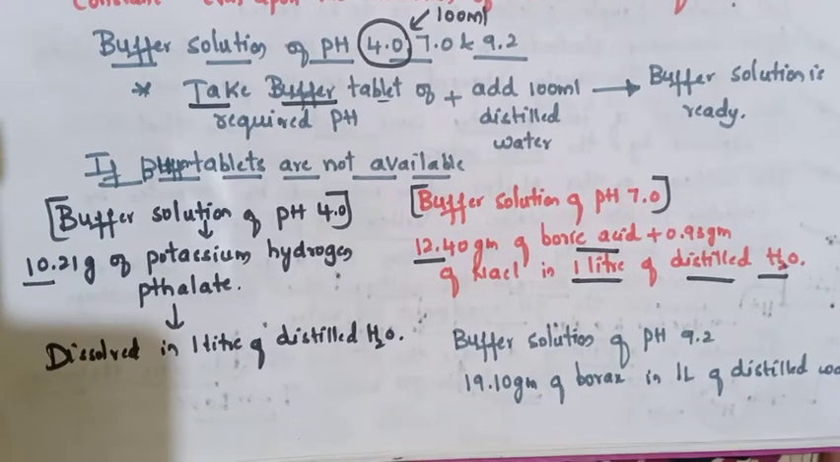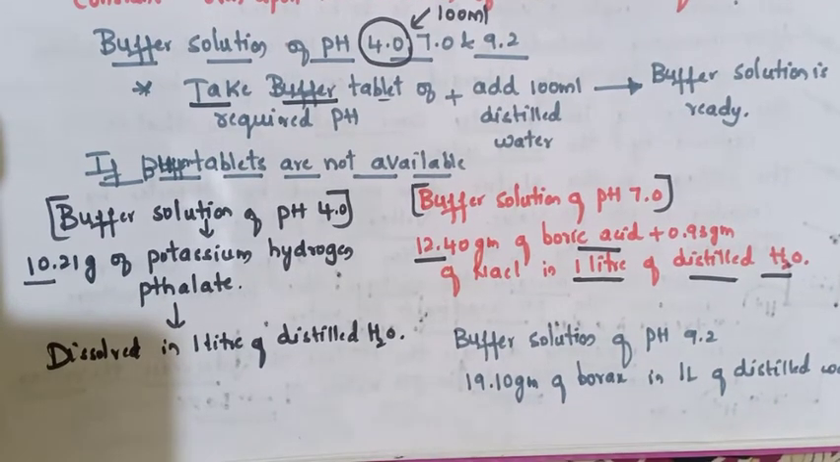Now if we have to prepare the buffer solution of pH 9.2, then we have to take 19.10 grams of borax in 1 liter of distilled water. This is about the preparation of buffer solutions of required pH if the buffer tablet is not available.